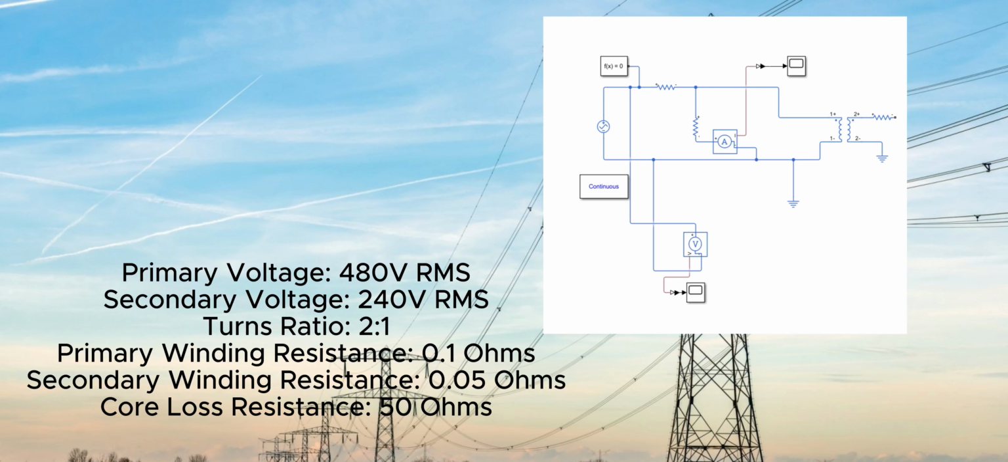In our second laboratory activity, we performed an open circuit test on a single-phase transformer using MATLAB Simulink. Similar to the previous activity, we first created a transformer model using the given parameters. After successfully building the model, we ran the simulation with the transformer operating under no load conditions, meaning that the secondary side was left open and no external load was connected.